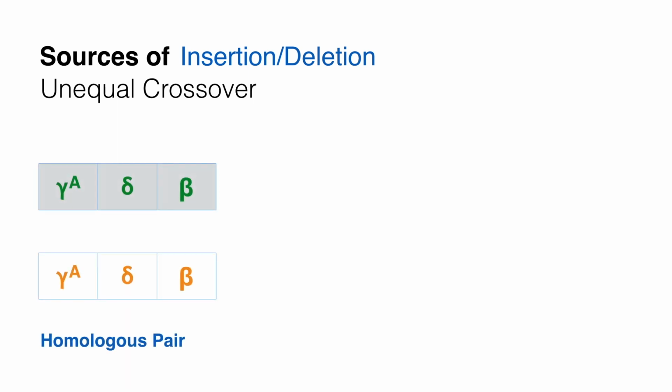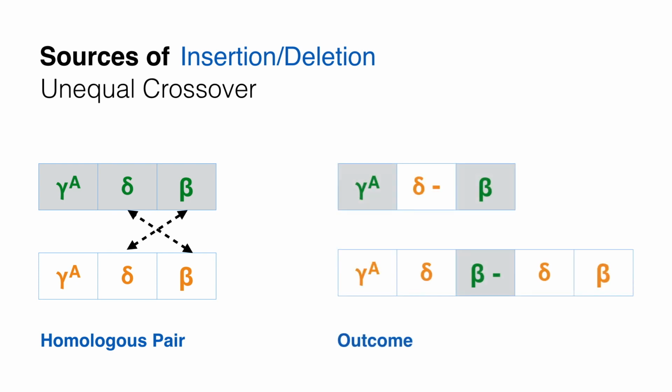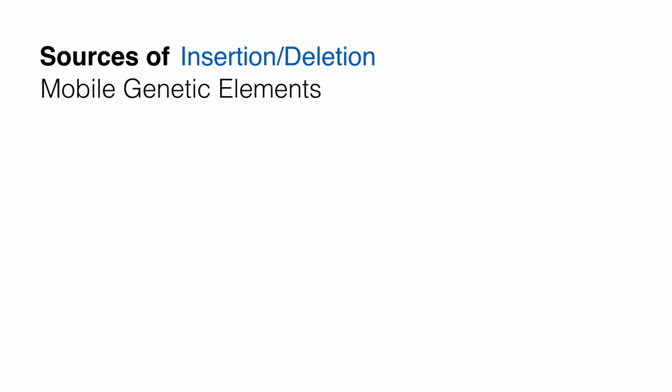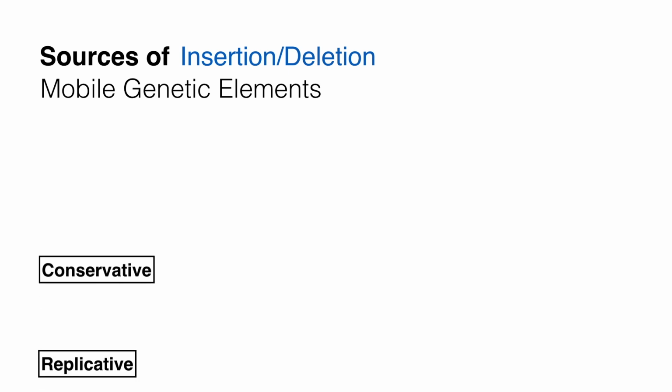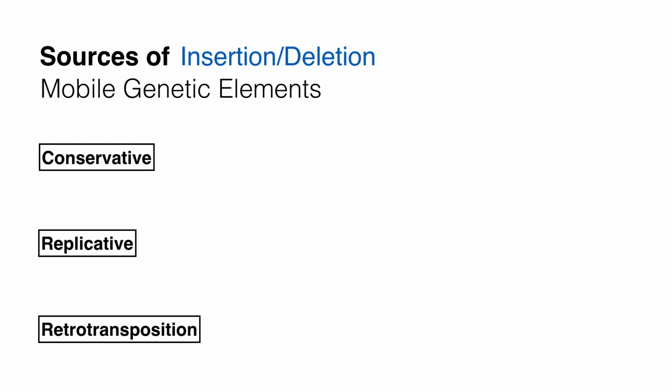Unequal crossing over refers to instances when unequal pairs of homologous chromosomes mix mispaired segments. In such a case, one of the resulting segments will have an extra copy of the duplication and the other will be missing a copy. Transposons, or transposable elements, are sequences that move around the genome. There are three main different mechanisms for transposition.